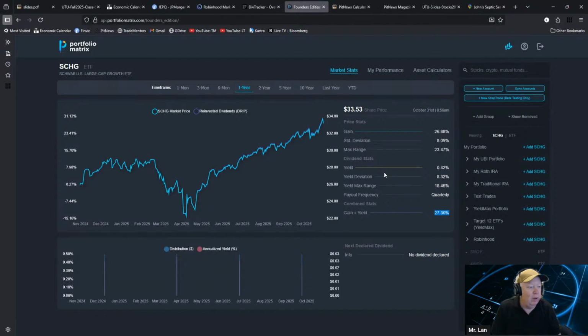27% return. Now remember, we generally use the S&P as our benchmark at 10%. And we say if we can get 10%, we're usually pretty darn happy. We're just jumping up and down. Oh gosh, I got 10%. Okay. Well, SCHG last year, because it was all about growth, not so much about yield, was 27%.